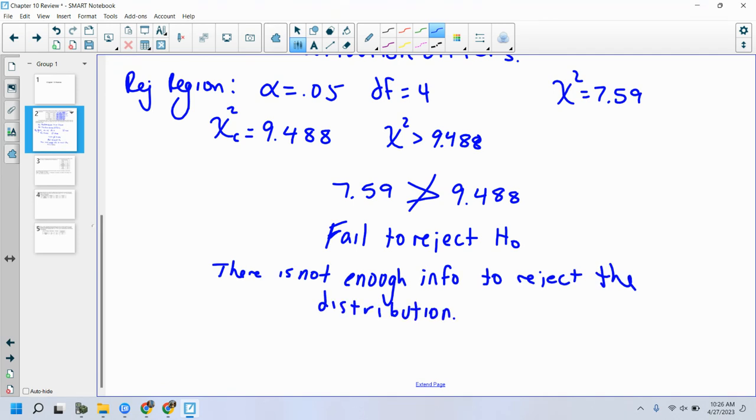Not necessarily, again, knowing that the distribution would be correct, except it's just that we don't have enough information to show that it's not correct.